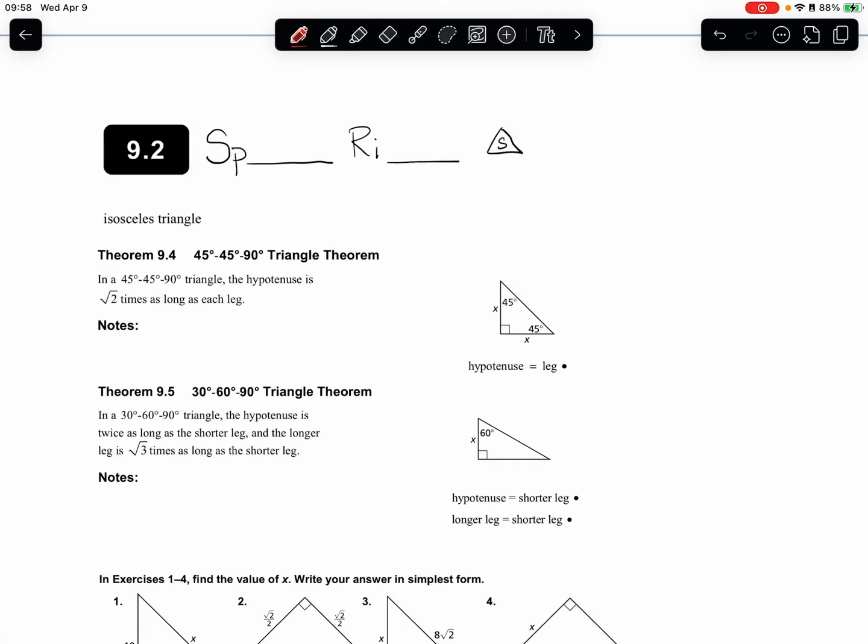Okay, here we go. Lesson 9.2. We are talking about special right triangles. So yesterday we began with the Pythagorean theorem and looked at different triples, famous ones. Today we're looking at just special ones. And there are two of them.